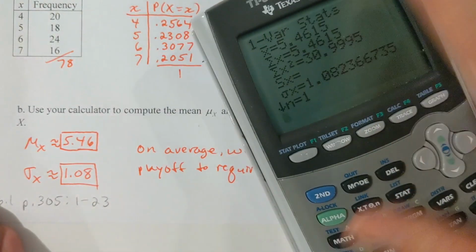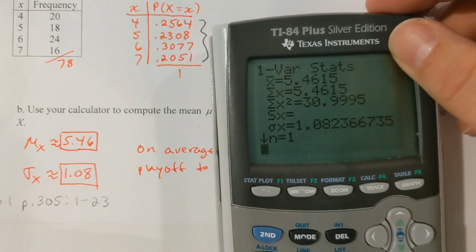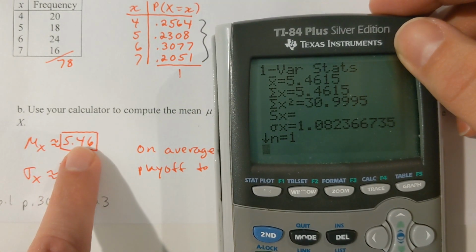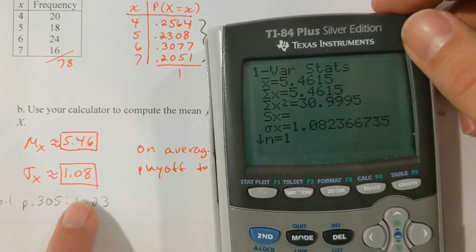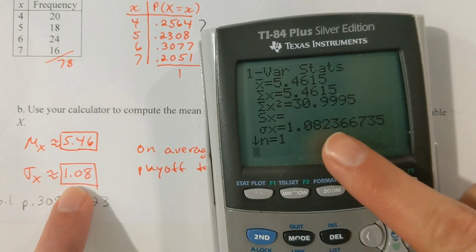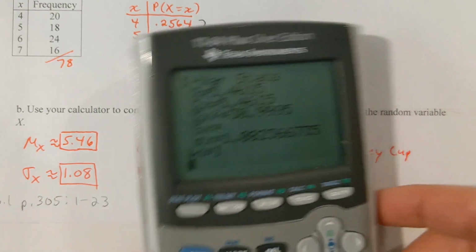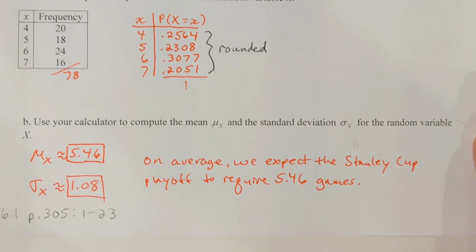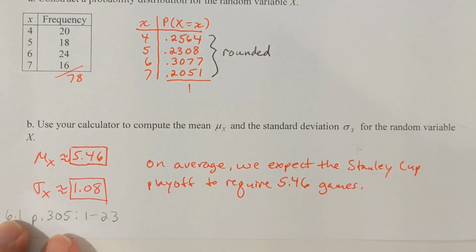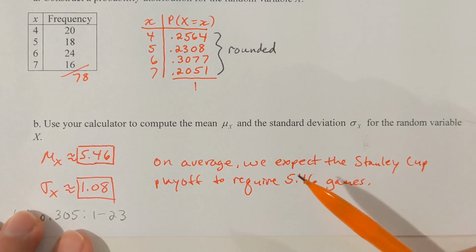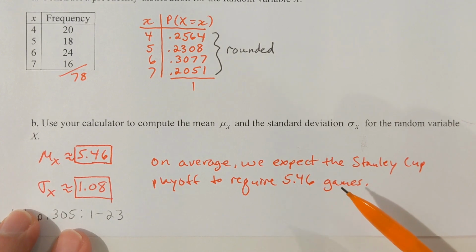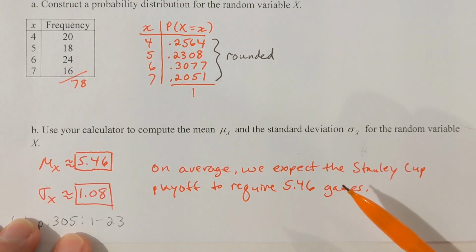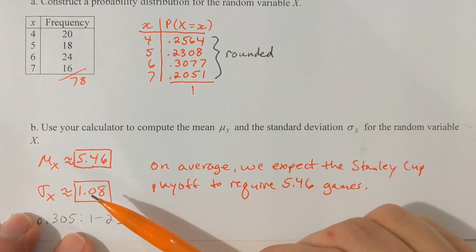And the mean is 5.46, roughly, if you round. And then the standard deviation is 1.08. So the interpretation of this would be to say that on average, we would expect the Stanley Cup playoff to require about 5.46 games to determine the champion. Okay. The standard deviation is 1.08.